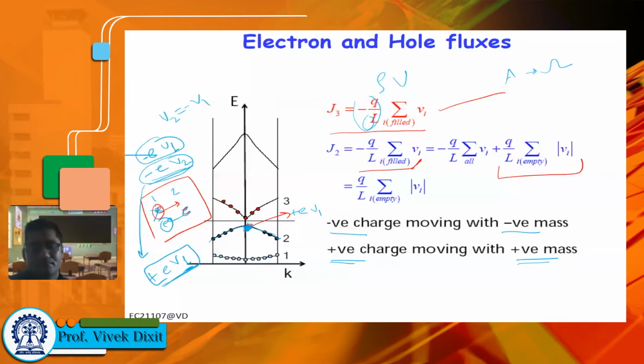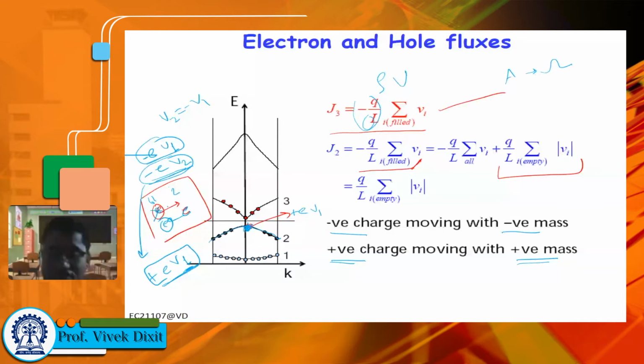Sir, can you repeat this part, please? Okay. You consider a red electron and a blue electron. The red electron moves from position 1 to position 2. The blue electron moves from position 2 to position 1. So the current due to the red electron is minus e times v1, and the current due to the blue electron is minus e times v2.